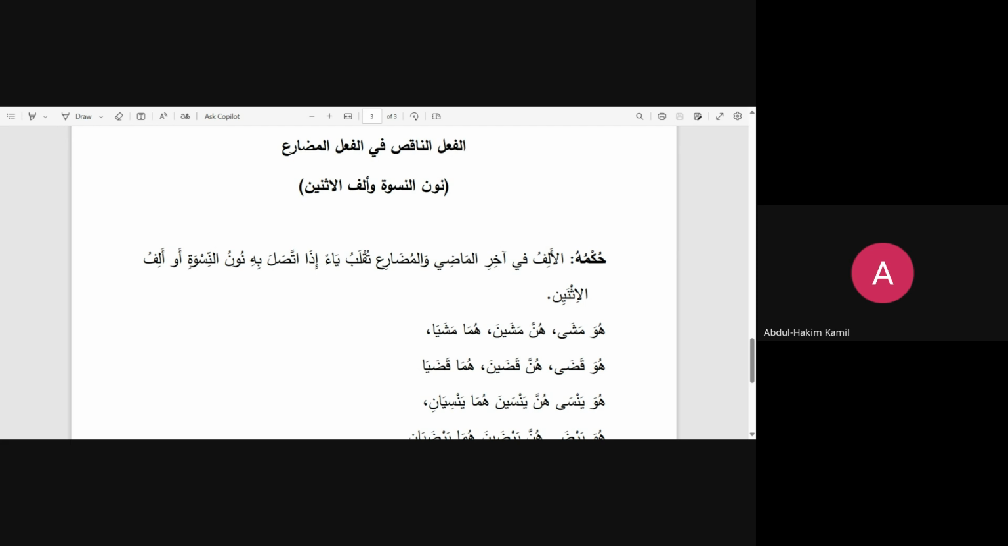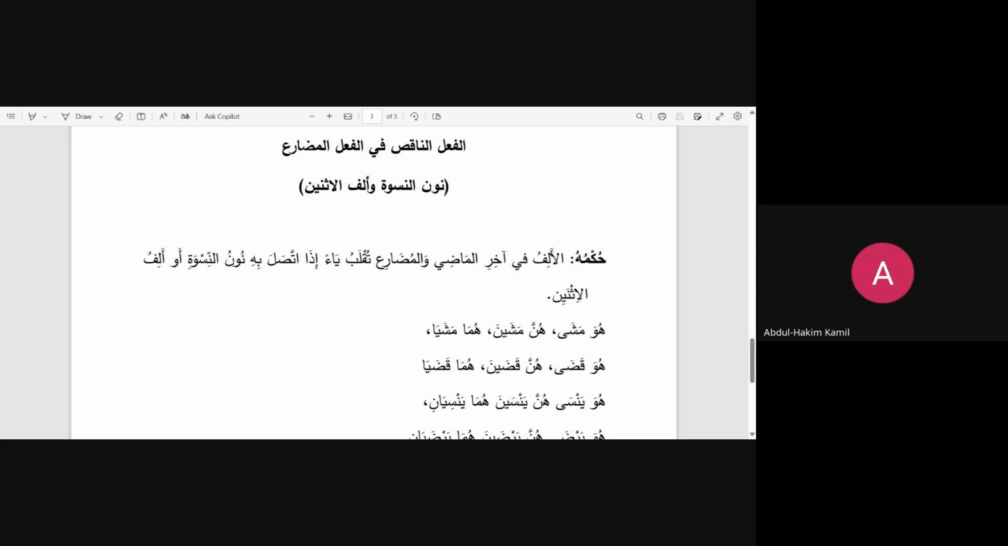If it's an aleph at the end of a madi or mudari', tuqlabu ya'an. Meaning yarda has to become yarda yani. If it's masha, it has to be mashaya. If it's da'a, it has to be da'awa. How come it turns to a waw instead of a ya like other words? Because if it's an aleph maqsura, it's really a ya. There is no aleph that's really an aleph in the word. It's either a ya or a waw.